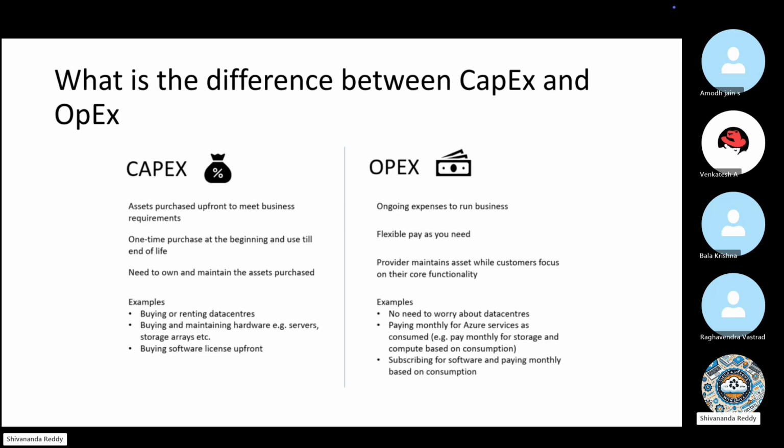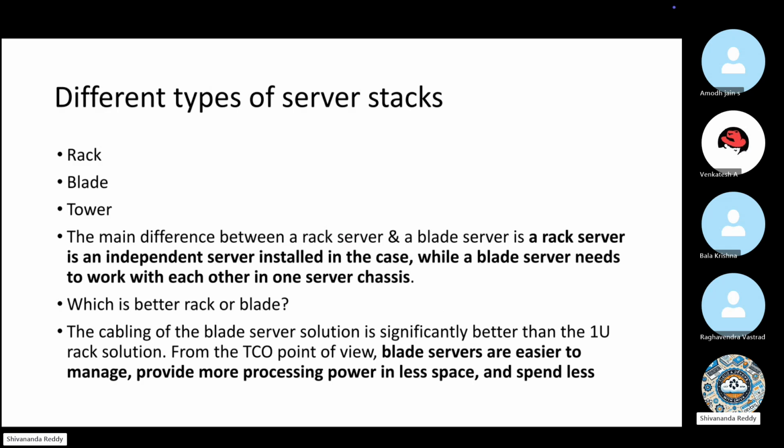Next, moving on to the core area. So far we talked about the word servers. What is a server? What is the meaning of a server? There are different types of server stacks. The server types are three: rack server, blade server, and tower server. These are the very popular physical server types. The main difference between a rack server and a blade server is that a rack server is an independent server installed in the case, while a blade server needs to work with others in a server chassis.